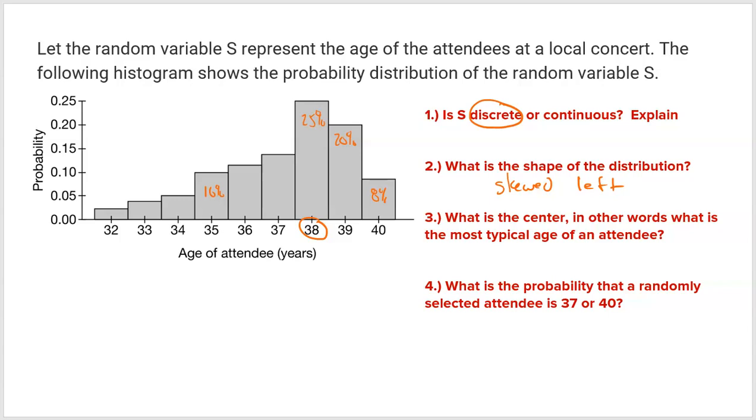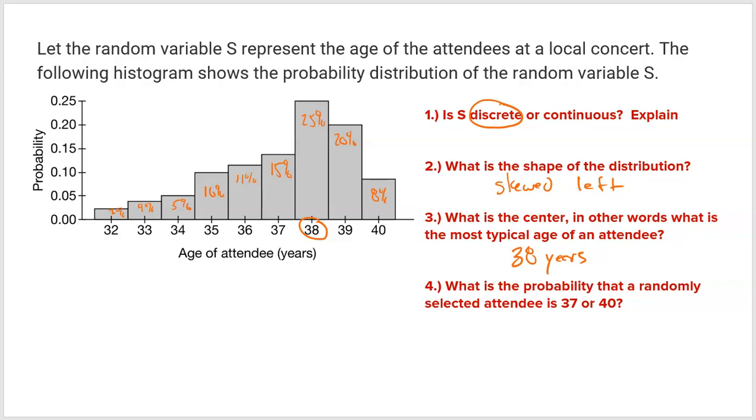So once again, 37 looks right around 15%. 36 looks to be maybe around 11%, just trying to eyeball it. Again, I'm not perfect here. 34 looks to be right around 5%. 33 maybe 4%. 32, maybe 2%. So there's definitely 50% or more at 38 and below. So that's how you find the definition of the median there. So the median would be 38 years old.